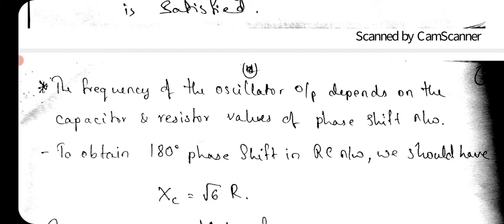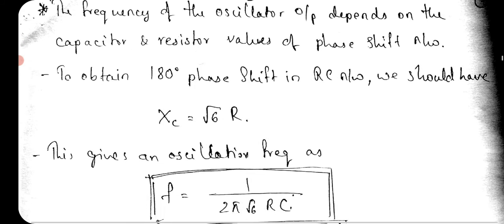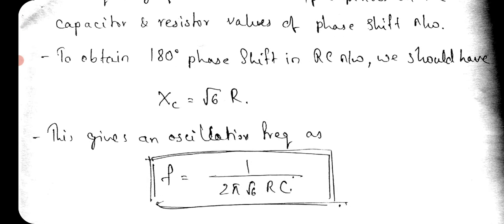Now, to obtain 180 degree phase shift with your RC network, we should have Xc equal to root 6R. This is because we want each RC network to produce 60 degree phase shift, isn't it? 60 each, so that in total it should give 180 degree. So this is why we should take Xc equal to root 6R.